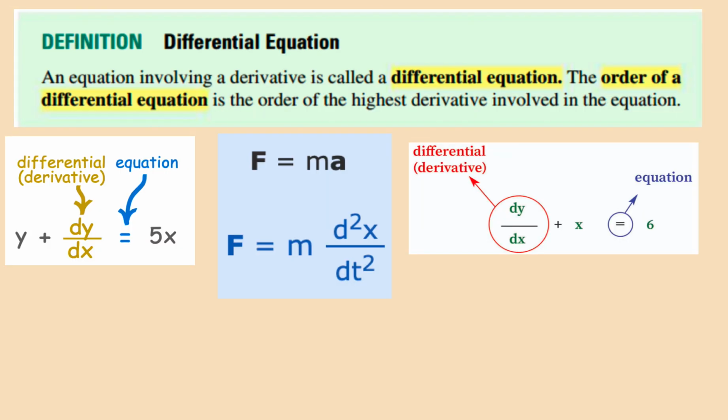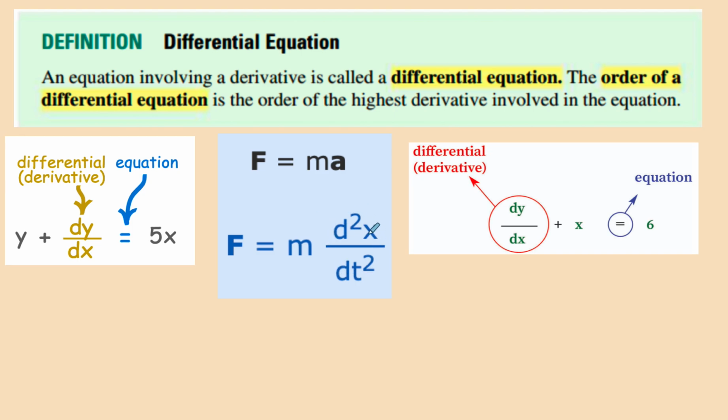What is a differential equation? Well, it's an equation that has a derivative in it, and the order of the differential equation is the order of the highest derivative involved in the equation. So again, parts to look at. It has to have an equation. It has to have a derivative. And we can see this one has a derivative.